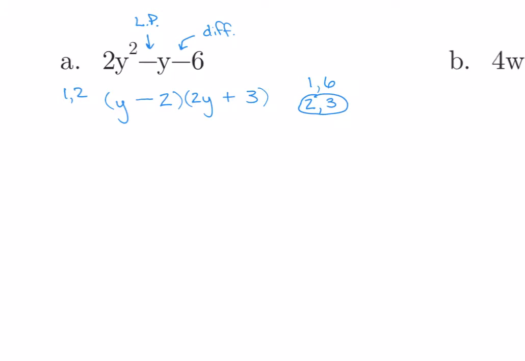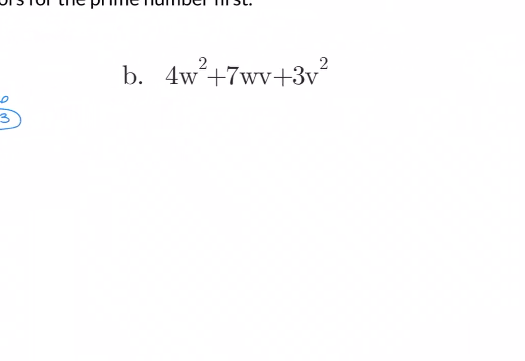All right, if we go ahead and FOIL this, first we get y times 2y is 2y squared. Outsides, y times 3 is 3y. Insides, -2 times 2y is -4y. And lasts, we get -6. If we go ahead and combine, 3y minus 4y is equal to -y, and so that does check out. All right, let's look at example B.